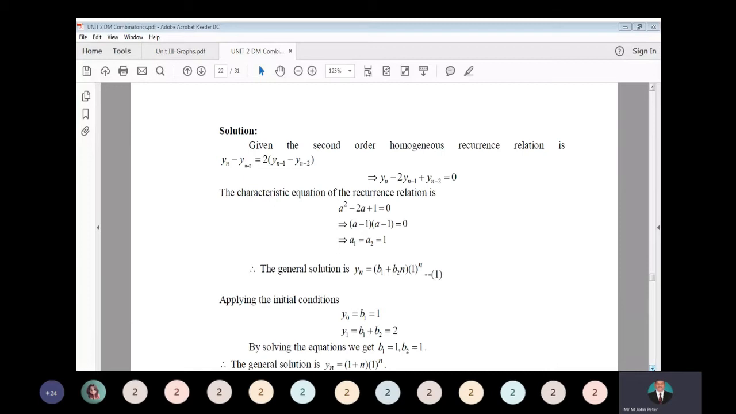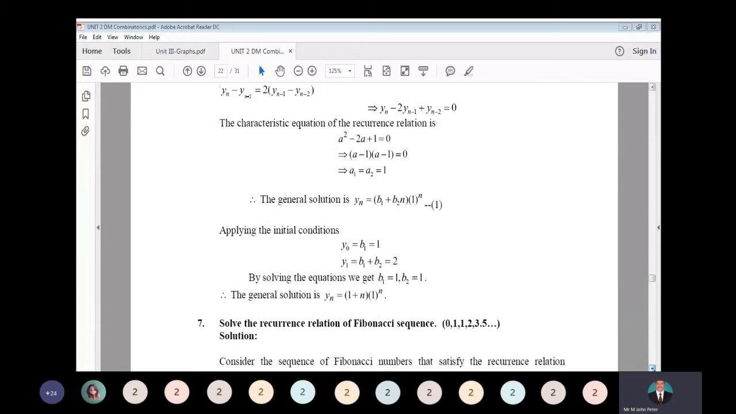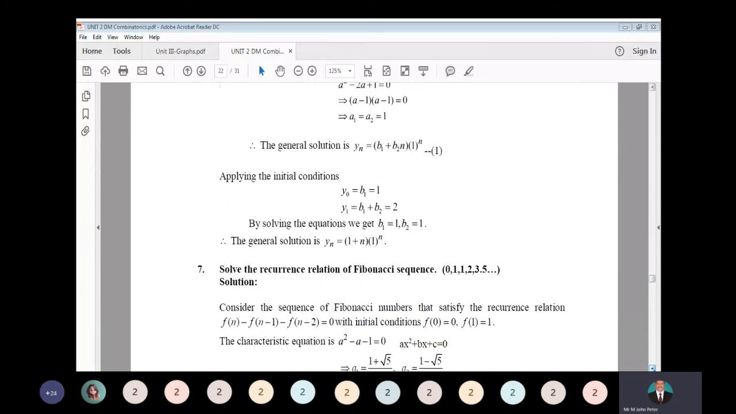So in the problem, the initial condition is given. When you apply the initial condition, y0 equal to b1 equal to 1. So b1 is equal to 1. Then directly we are getting it.